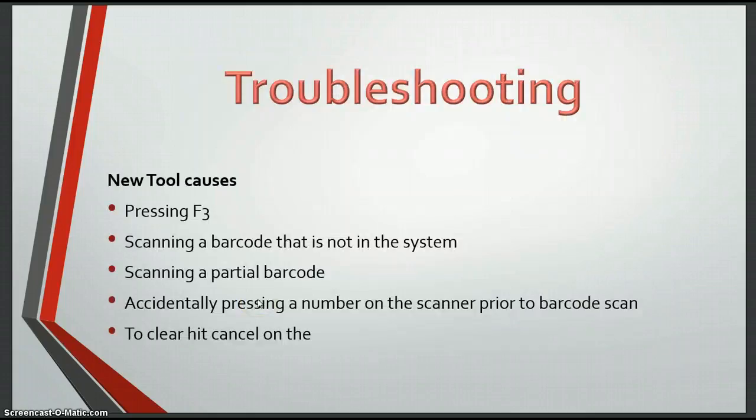We're going to get into a little bit of troubleshooting, go through some of the different prompts that are going to come up. The first one that we're going to talk about is new tool. This happens when you press F3, obviously, wanting to enter a new tool into the system. Another cause of this is when you scan a barcode that is not in the system. Since every package of anything has a barcode nowadays, sometimes people scan that barcode just because they don't see another barcode on the tool, and then it'll say new tool, meaning that particular barcode's not in the system. That doesn't mean the tool is not in the system.